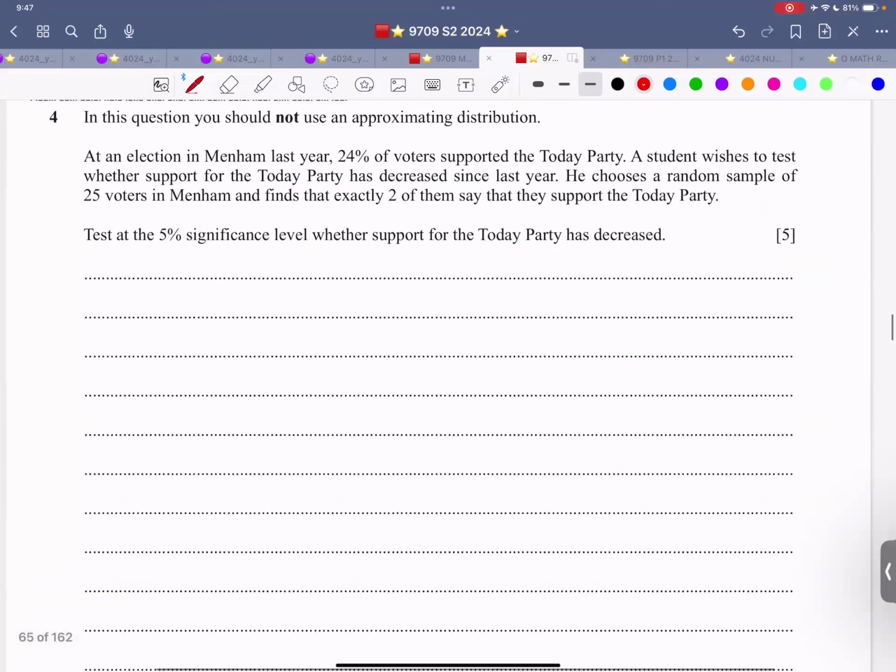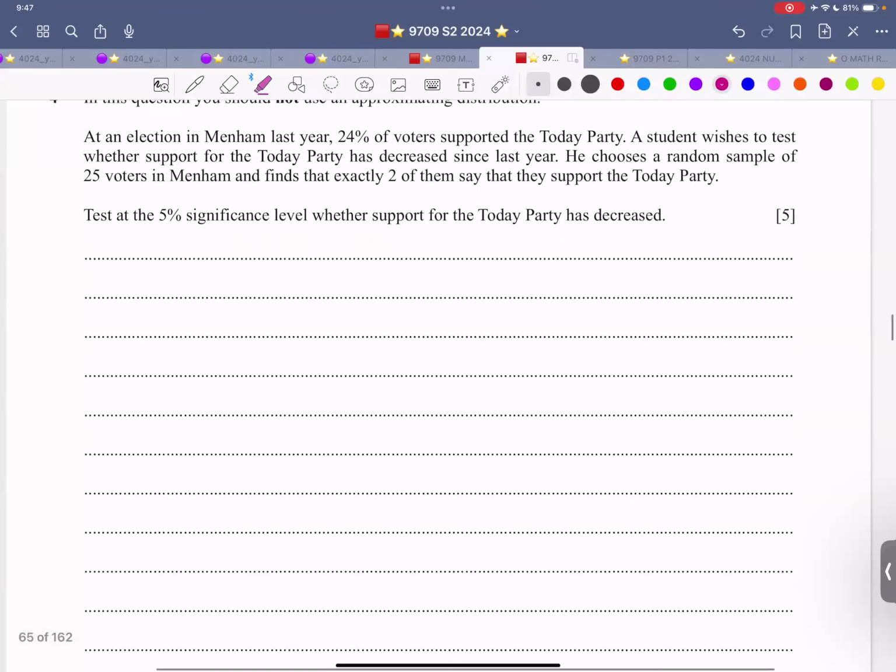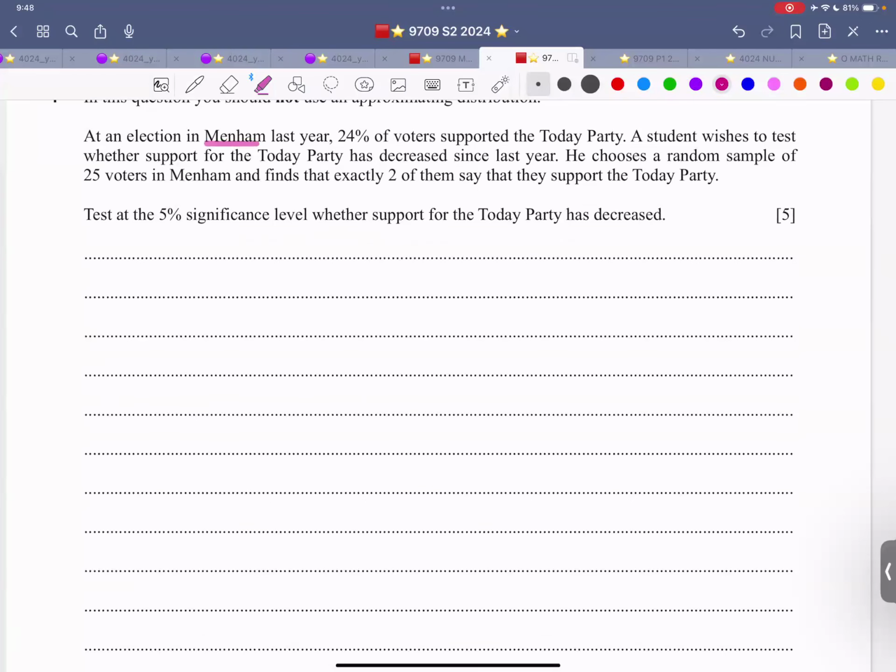Question number 4. In this question, you should not use an approximating distribution. Okay, we will follow the rule. At an election, this town, last year, 24% of the voters supported the Tea party. A student wishes to test whether the support for this party has decreased since last year. He chooses a random sample of 25 voters, finds that exactly 2 of them say that they support the Tea party. Test at the 5% significance level whether the support has decreased.